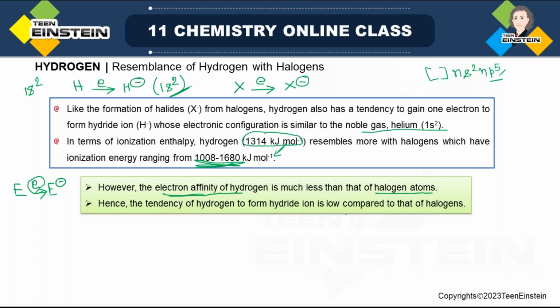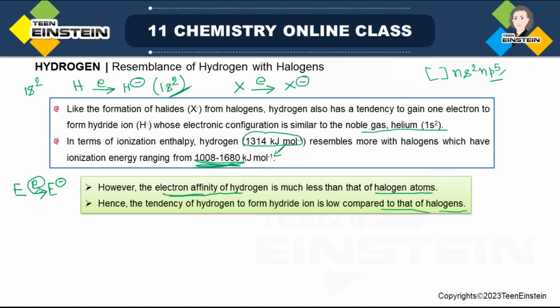Hence, the tendency of hydrogen to form the hydride ion is low compared to that of halogens. It is not that it doesn't form, but the tendency is low. X minus is obtained more easily from halogens, but it is not so easy in the case of hydrogen. Considering this type of difference, the conclusion we draw is that there are some similarities and dissimilarities present with alkali metals, and also similarities and dissimilarities with halogens.